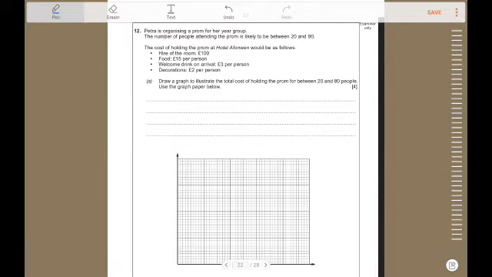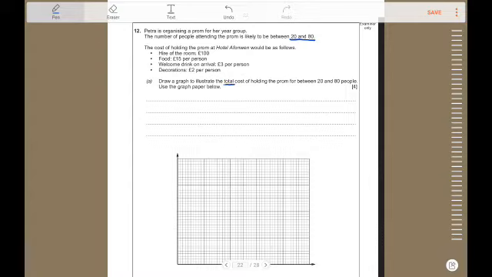Petra is organising a prom for her year group. The number of people attending the prom is likely to be between 20 and 80. There's some numbers there, so I underline them. Probably important. The cost of holding the prom at the hotel Avon Wen would be as follows. The hire of the room, £100, food, £15 per person, welcome drink and arrival, £3 per person, decorations, £2 per person. Draw a graph to illustrate the total cost of holding the prom for between 20 and 80 people.